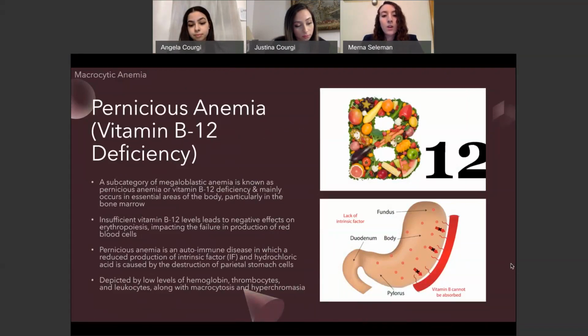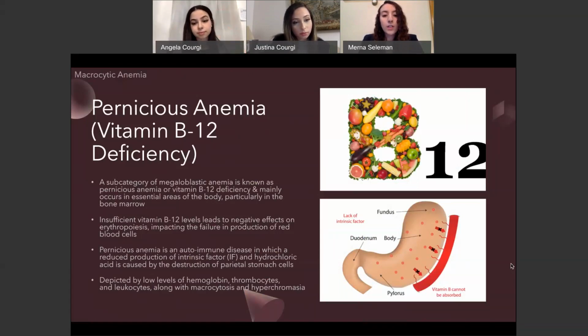Pernicious anemia is an autoimmune disease, also known as type A gastritis, in which reduced production of intrinsic factor and hydrochloric acid is caused by the destruction of parietal stomach cells. This gastric atrophy matters because both intrinsic factor and hydrochloric acid are essential in the absorption of vitamin B12, so failure of this absorption leads to deficiency.